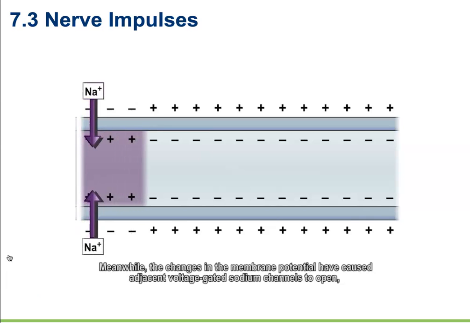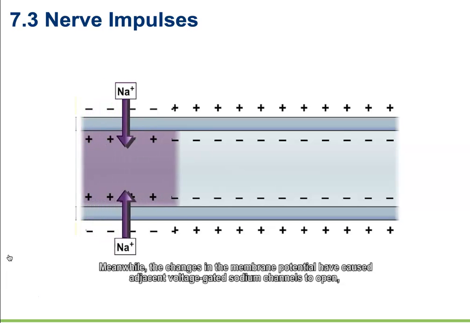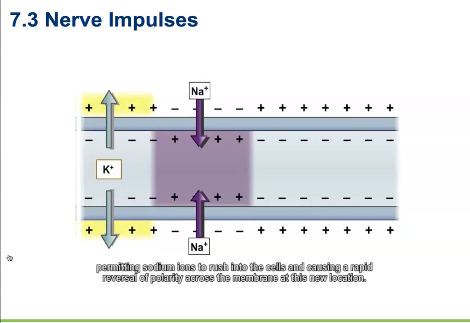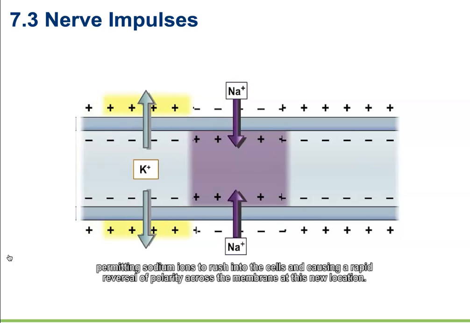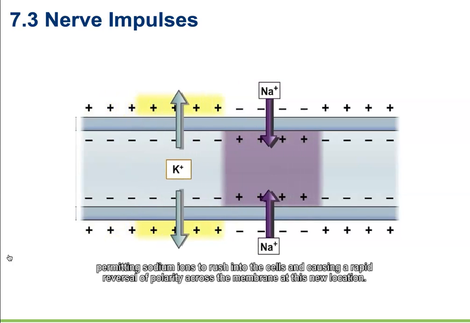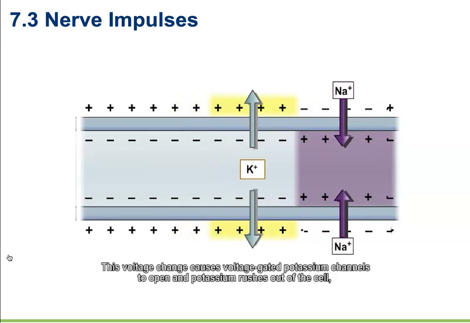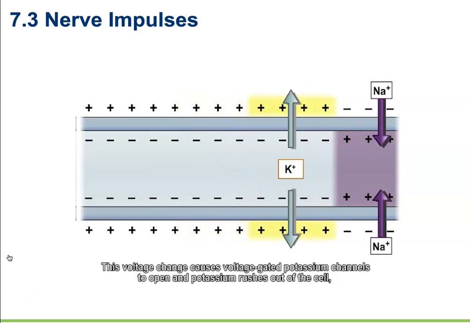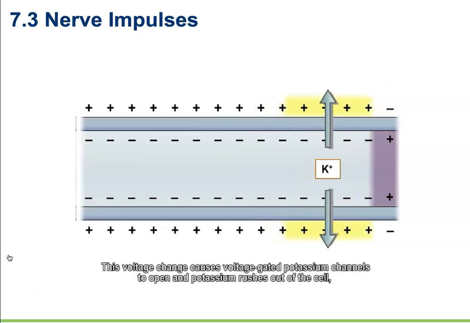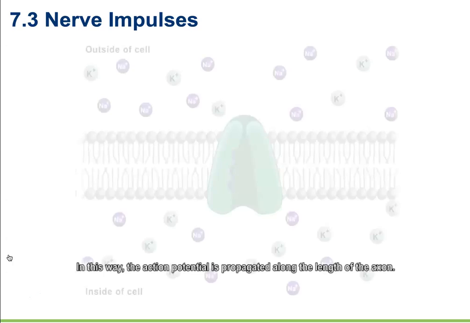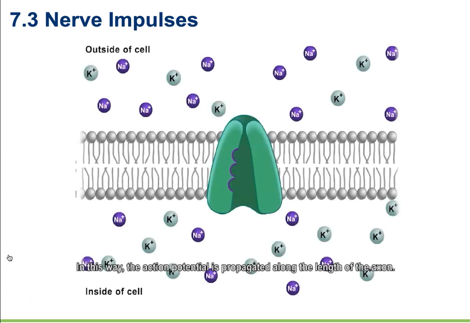Meanwhile, the changes in the membrane potential have caused adjacent voltage-gated sodium channels to open, permitting sodium ions to rush into the cell and causing a rapid reversal of polarity across the membrane at this new location. This voltage change causes voltage-gated potassium channels to open, and potassium rushes out of the cell, returning the membrane potential to its resting state. In this way, the action potential is propagated along the length of the axon.